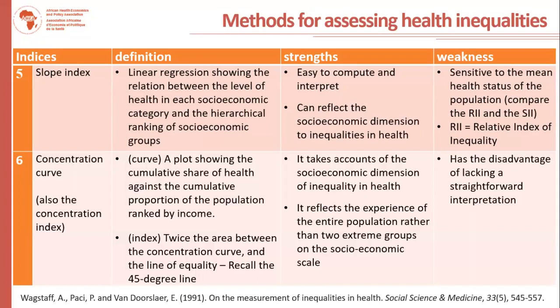Now, the last one I'll talk about is the concentration curve. The concentration curve is similar to the Lorenz curve. The only difference is that for the concentration curve, you must rank people from the poorest to the richest. You don't need to do that for the Lorenz curve, but for the concentration curve you must. So when you rank people from the poorest to the richest, you're trying to say: the poorest X% of the population, what is their share of health? The bottom Y% of the population, what is their share of health?